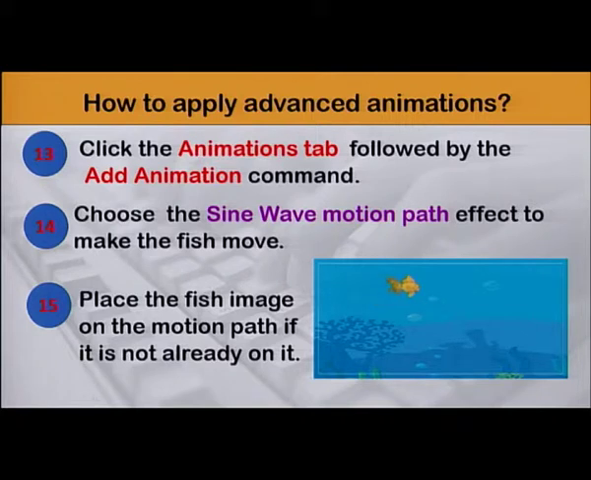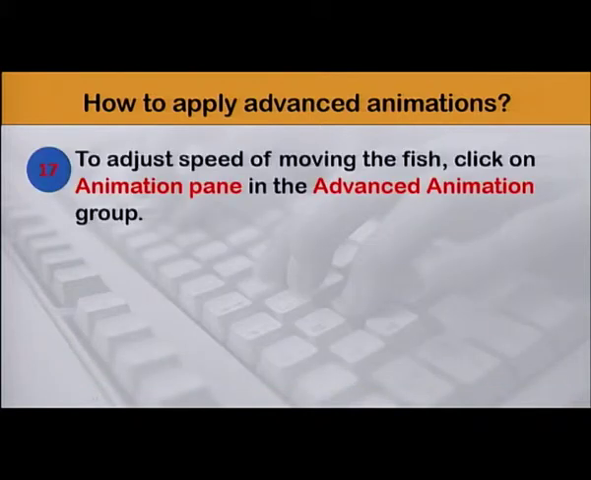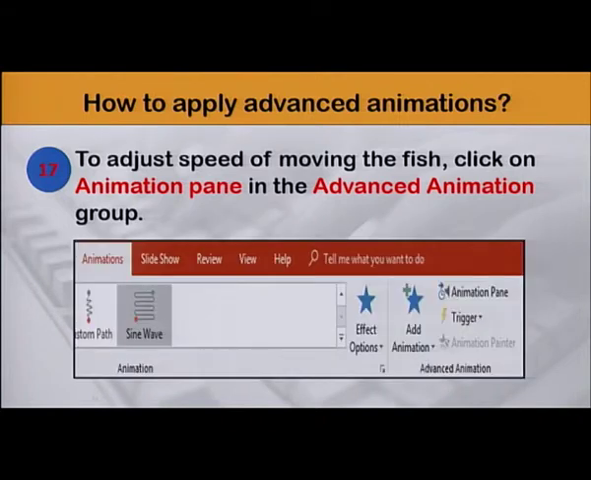You will notice that the fish moves along a short path. Click and drag on the motion path to lengthen the path so that the movement of the fish image can be seen. You will notice that the fish moves quickly. To adjust the speed of moving the fish, click on the animation pane in the Advanced Animation group.